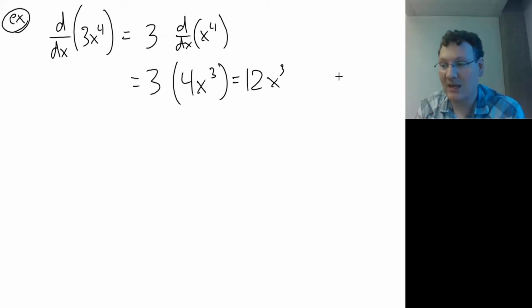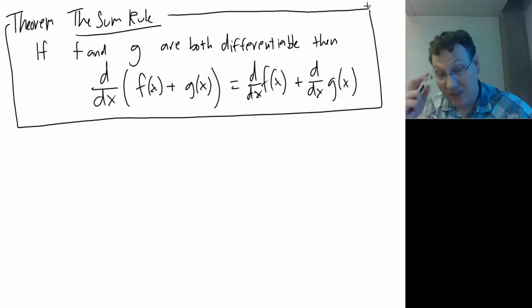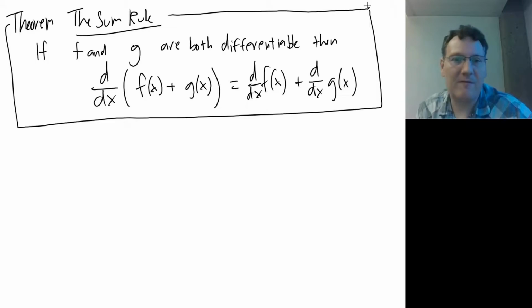Now we can actually handle all of the terms of a polynomial. But in order to handle a full-on polynomial, we need to know something else, and that's this. This theorem is called the sum rule. If you have two differentiable functions f and g, then the derivative of f plus g is going to be the sum of their derivatives.